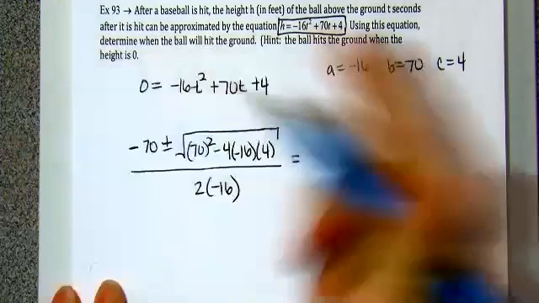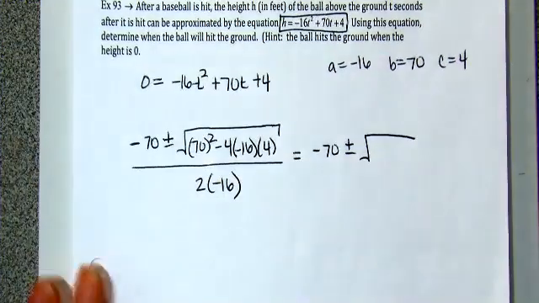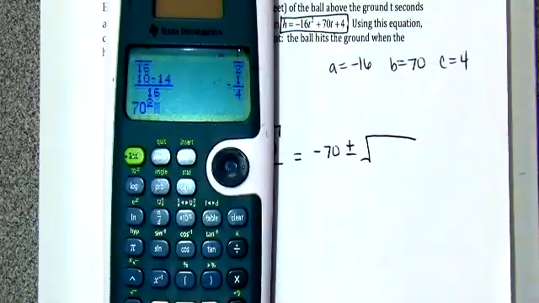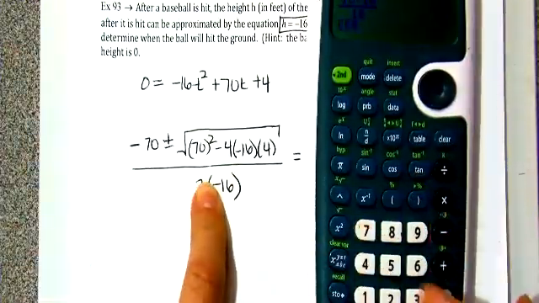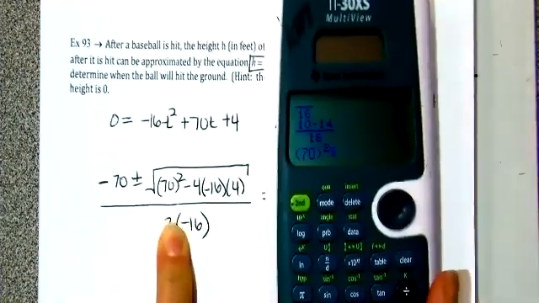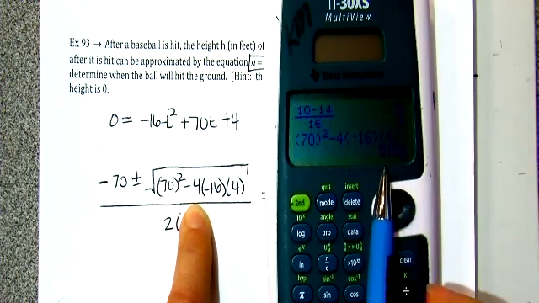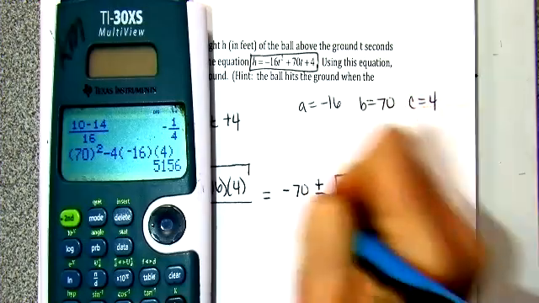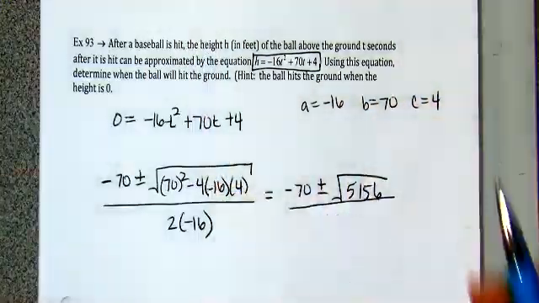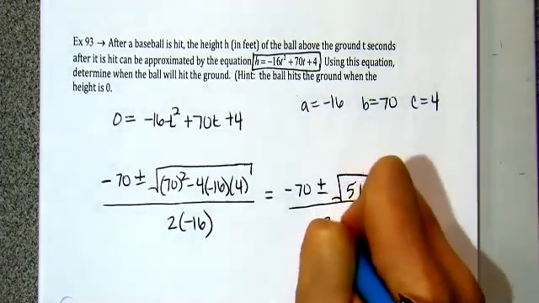So just like the others, I would probably write negative 70 again, plus or minus, and get my radical ready and do this math. So we have 70 squared. I'll go ahead and write in parentheses like I told you. So 70 squared minus 4 times a negative 16 times 4 is a big number, 5,156. All over 2 times a negative 16 is a negative 32.